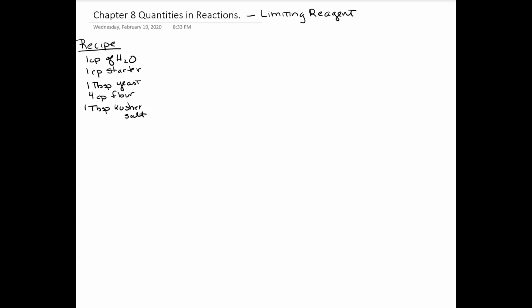In Chapter 8, we're going to look at quantities in chemical reactions. And one concept that can be kind of difficult to understand is limiting reagent. And I thought I'd give a practical example that we all might be going through right now. That is, we're looking in our pantry at the ingredients we have, maybe not being able to get all of the ones we want, or not wanting to go to the store, and trying to figure out how much of a given thing we can make.